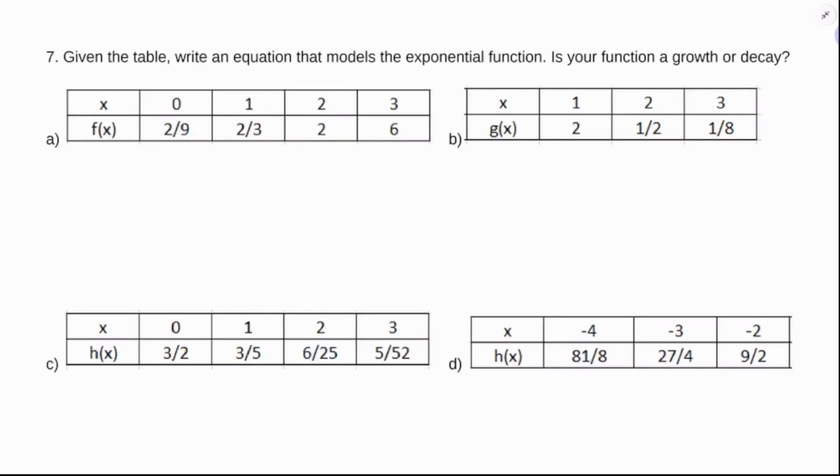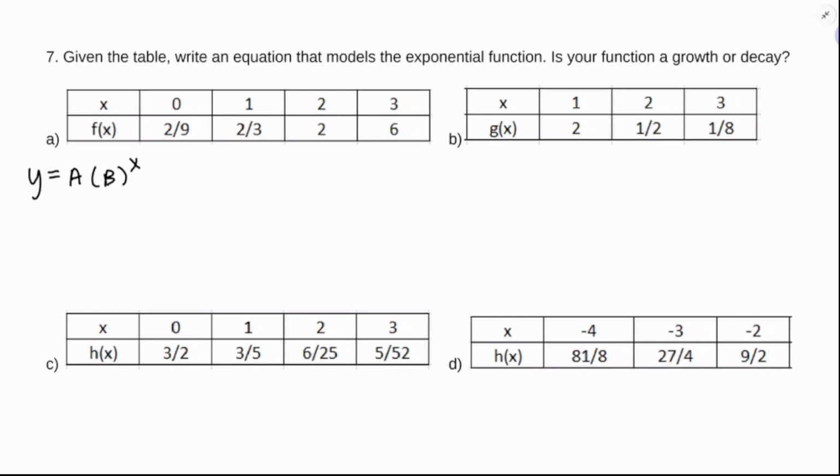Now we've got, given the table, write an equation that models the exponential function. Is your function a growth or decay? An equation is going to be, we're looking for y equals a times b to the x. b is the common ratio that the output values get multiplied by when we increase the input values by 1. And a is going to be the y-intercept.